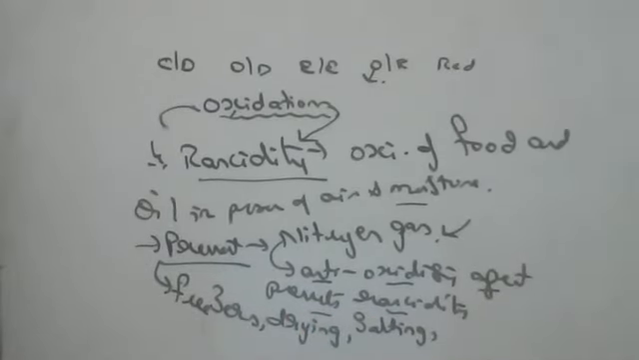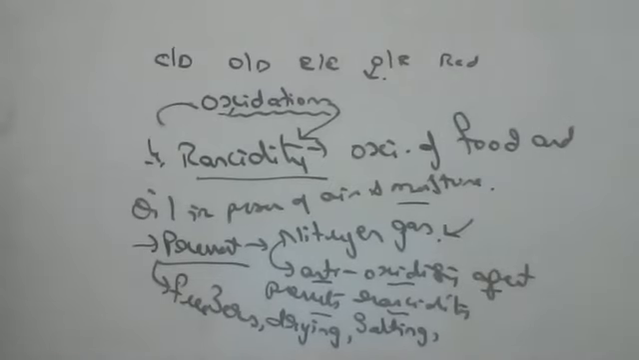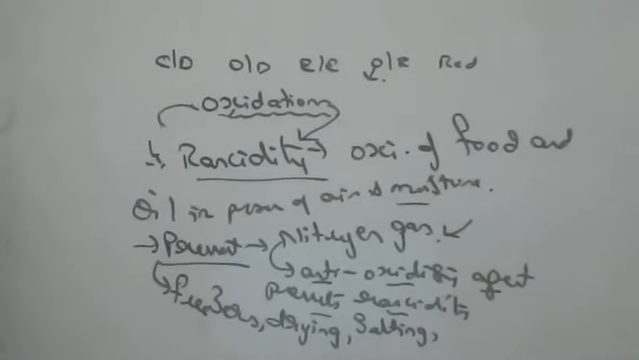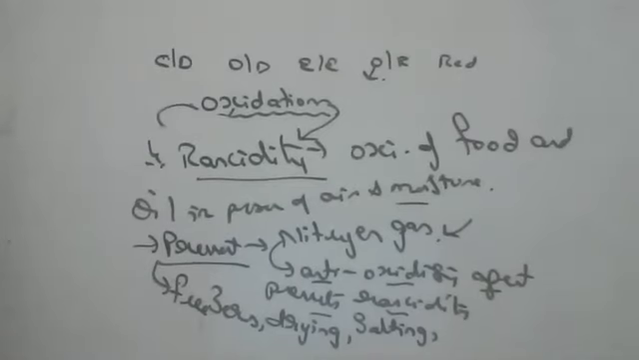A lot of salt will be put. If you put a lot of salt, bacteria and fungus can't grow. Okay, these are some of the methods to prevent rancidity of food items. Rancidity means oxidation of food and oil in presence of air and moisture.